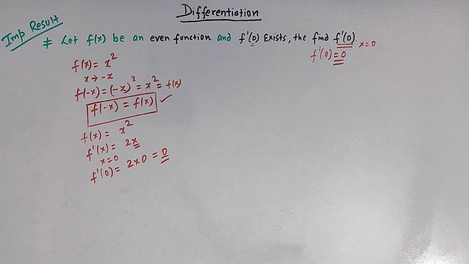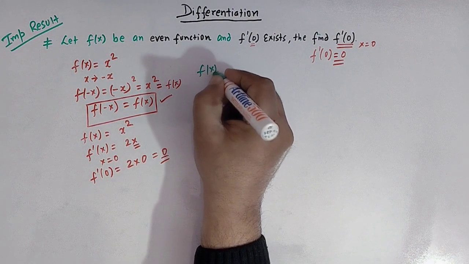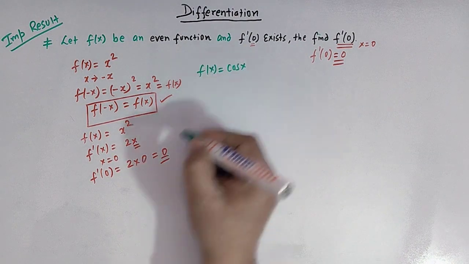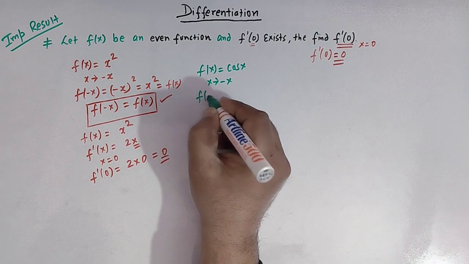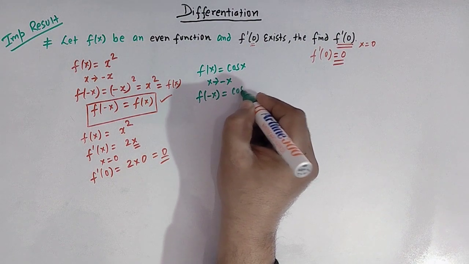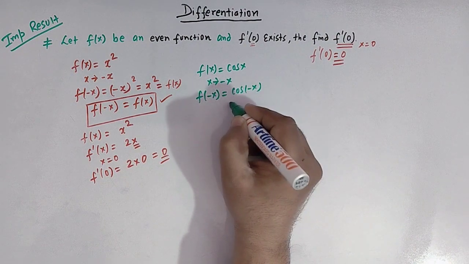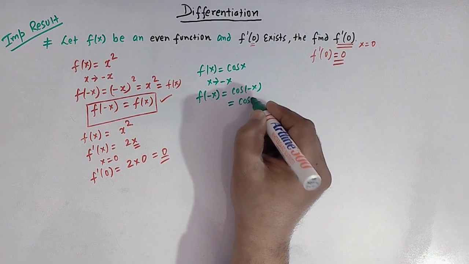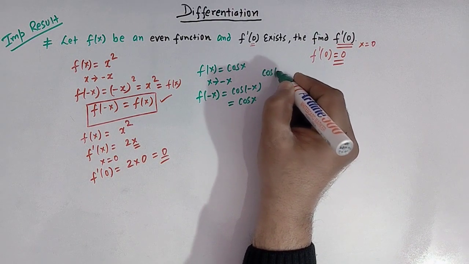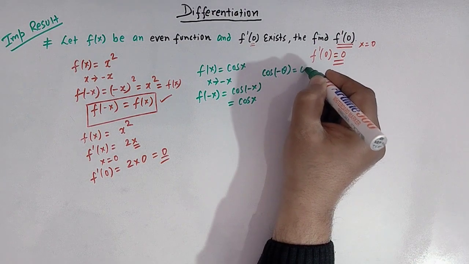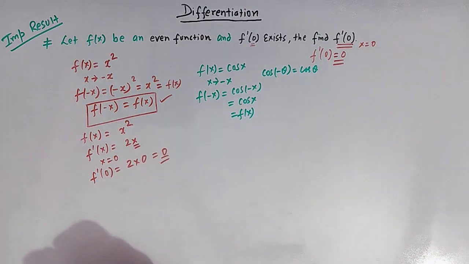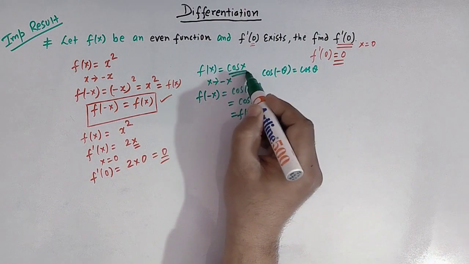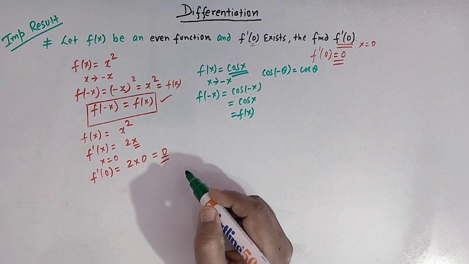Let us take another example. Suppose we have a function, say f of x is equal to cosine x. Now if we replace x by minus x, then what will happen? f of minus x is equal to cosine of minus x, and cos of minus x is simply cos x, because from trigonometry we know that cos of minus theta is equal to cos theta. So we have again got f of x. So cosine x is an even function.